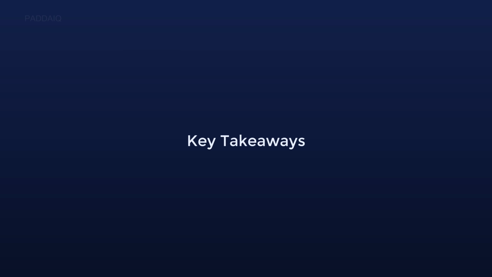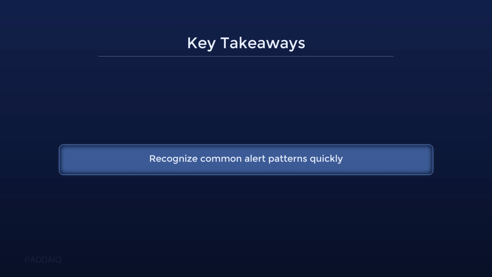Key takeaways from today's presentation. Recognize common alert patterns quickly. This means learning to spot recurring issues in your SAP BTP system alerts. For example, if you repeatedly see a memory usage spike just before performance slowdown, you can identify it as a pattern. Mastering this skill allows you to resolve problems before they escalate and impact users.